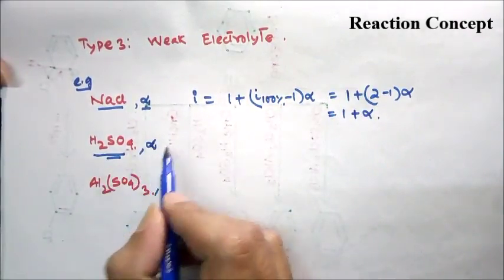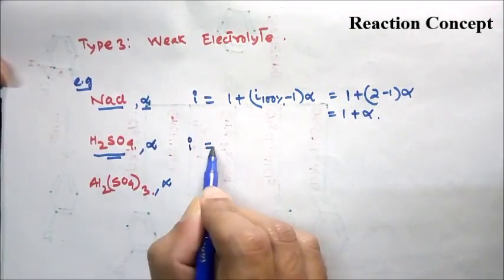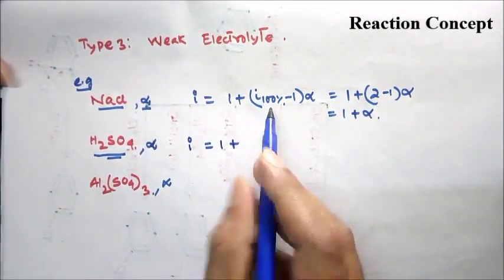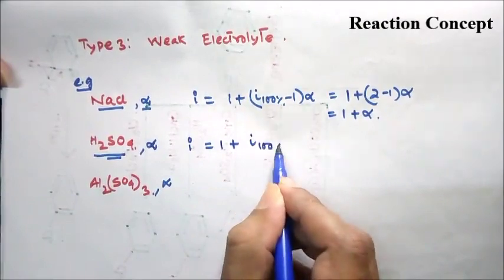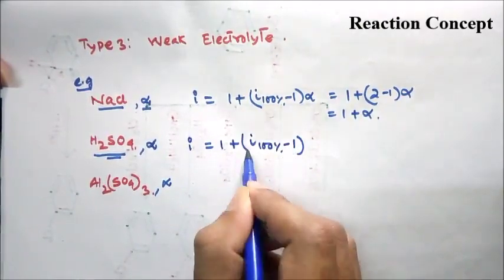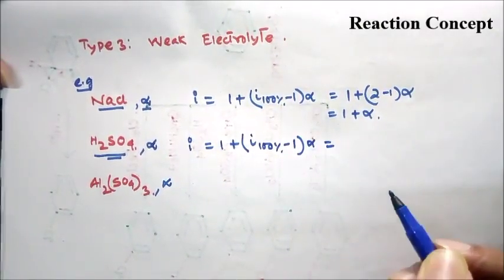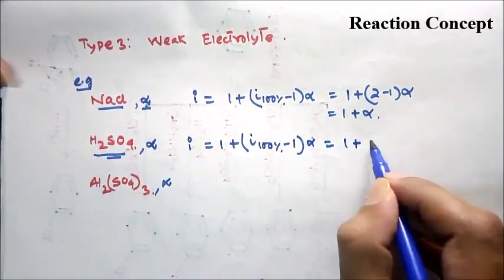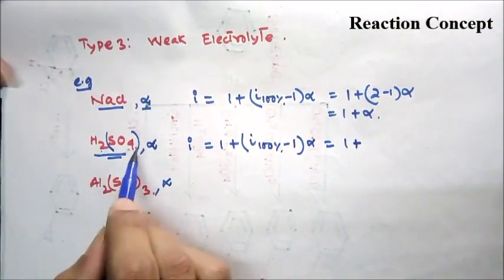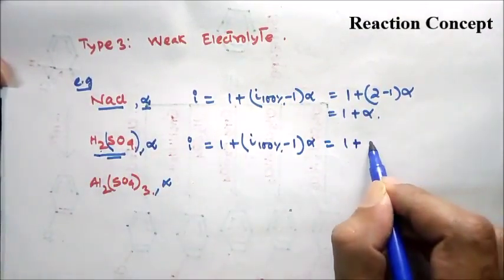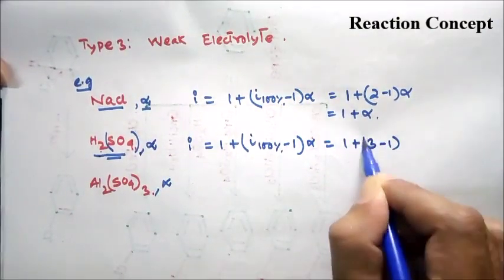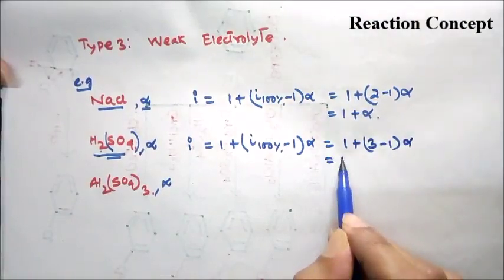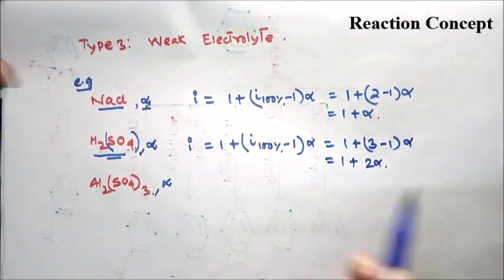Okay, for this kind of solute, here the degree of dissociation is given as alpha. It is sulfuric acid. Okay, so the Vant Hoff factor would be 1 plus (I 100% minus 1) into alpha. So here I 100% would be 3, 2 plus 1 is 3. Okay, X plus Y minus 1 into alpha. So this will give you 1 plus 2 alpha.